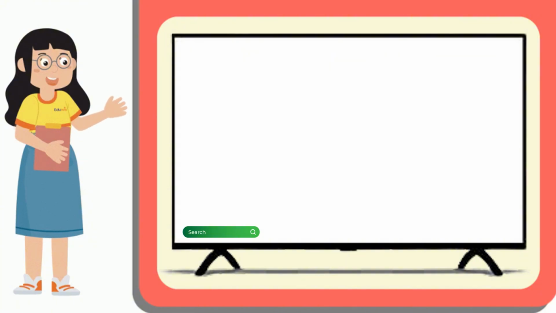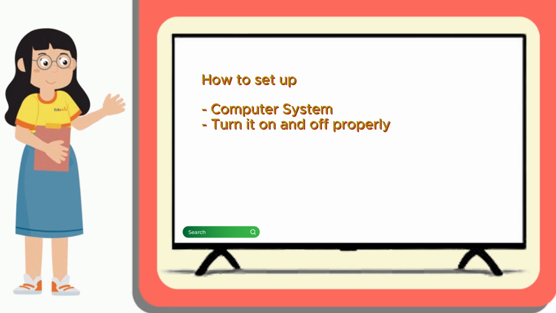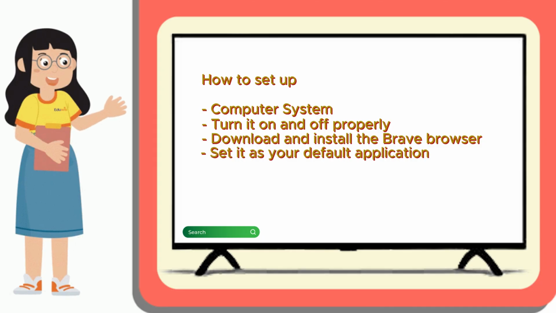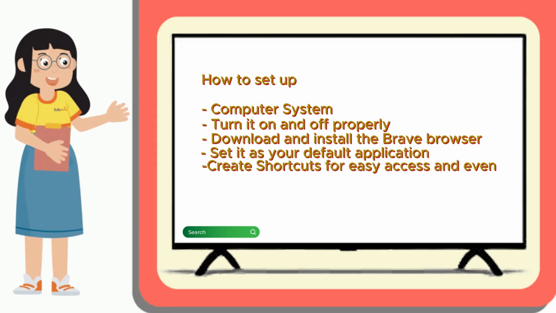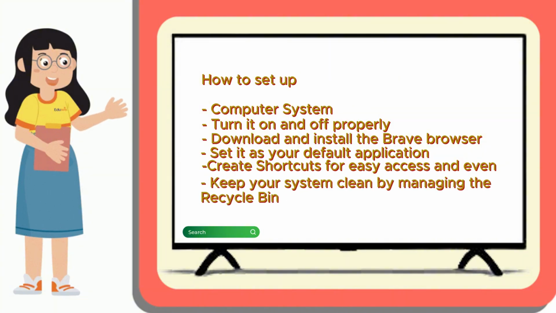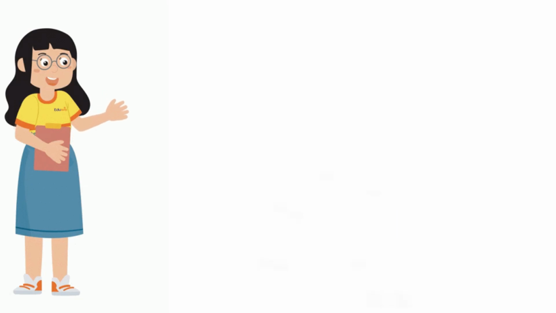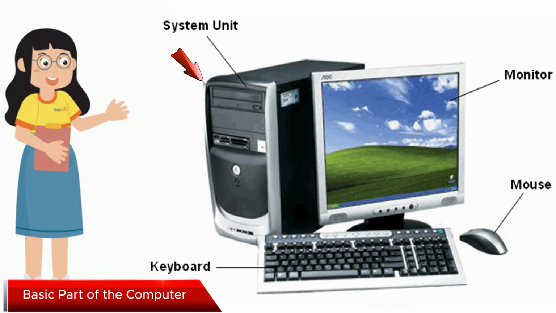In this video, I'll guide you step by step on how to set up a computer system, turn it on and off properly, download and install the Brave browser, set it as your default application, create shortcuts for easy access, and even keep your system clean by managing the recycle bin. Let's get started, but before we start, I'll show you first the basic parts of a computer.